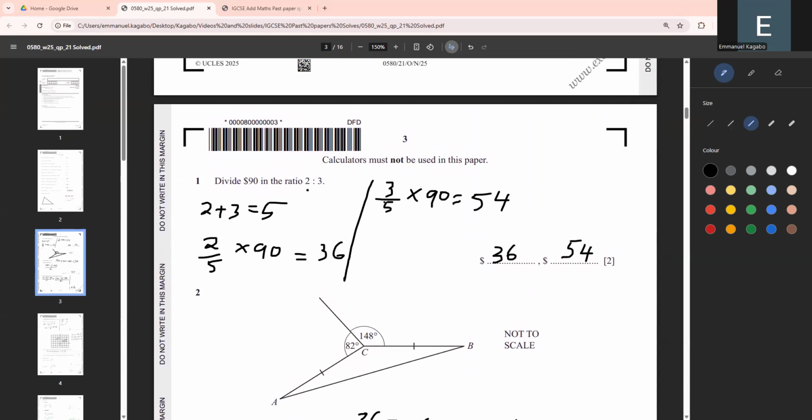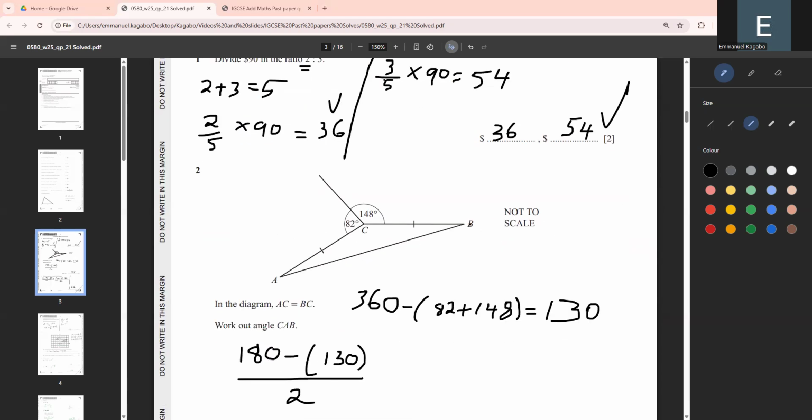Divide 90 in the ratio 2 to 3. Simple, direct question. Step one is to add the ratios: 2 plus 3 gives you 5. Then the share of 2 is 2 out of the total ratio times 90, which gives 36. What about the share of 3? It will be 3 out of 5 times 90, which gives 54. So the first share corresponding to 2 is 36, and the one corresponding to 3 is 54. Two free marks, as easy as pie.